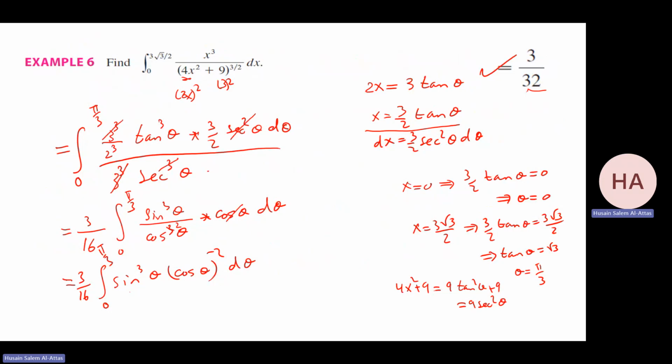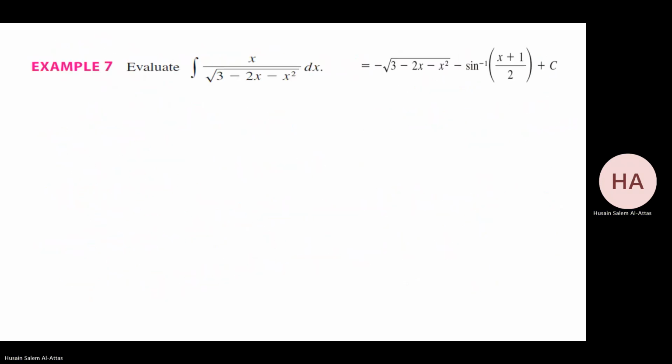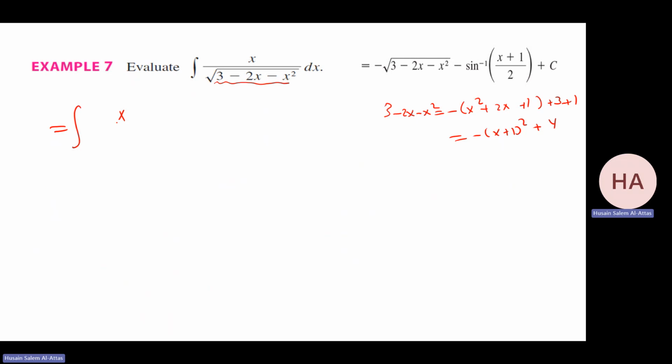It's not difficult, but it's a little bit lengthy. Next: x over the square root of 3 minus 2x minus x squared. I need to complete the square here. So I have 3 minus 2x minus x squared. I take minus x squared plus 2x plus 3. I add 1, I subtract 1. So that will be minus (x plus 1) squared plus 4. So this is the integral of x over the square root of 4 minus (x plus 1) squared. For sure, don't forget the x.